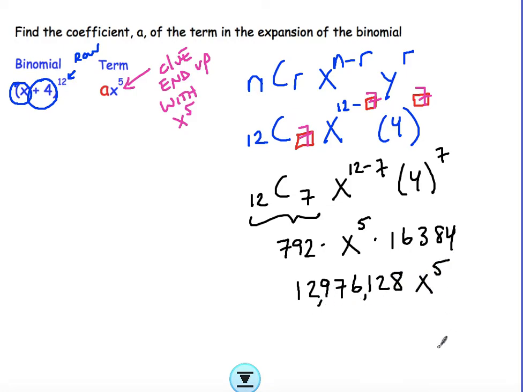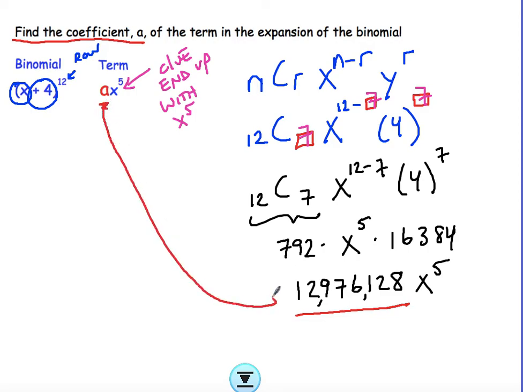x to the 5th. So the question was asking for find the coefficient a. So it was asking for this right here. Here is that coefficient in front of the x to the 5th term. So a is that. Okay, I got 2 more questions like this.